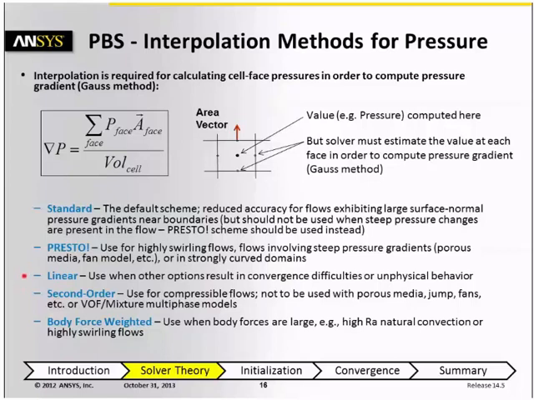The linear scheme can be used if the other options result in convergence difficulties or unphysical behavior. But linear is very inaccurate, and if you find it's the only scheme that's allowing the solution to converge, it could mean that there's something else very wrong with your grid or problem setup. The second order scheme can be used for compressible flows, and it should be avoided for porous media, for any kind of jump boundary, fan boundary, or multi-phase models involving the volume of fluid or the mixture model. And the final scheme is the body force weighted scheme, and this can be used where you have problems with large body forces such as high Rayleigh number natural convection or highly swirling flows.